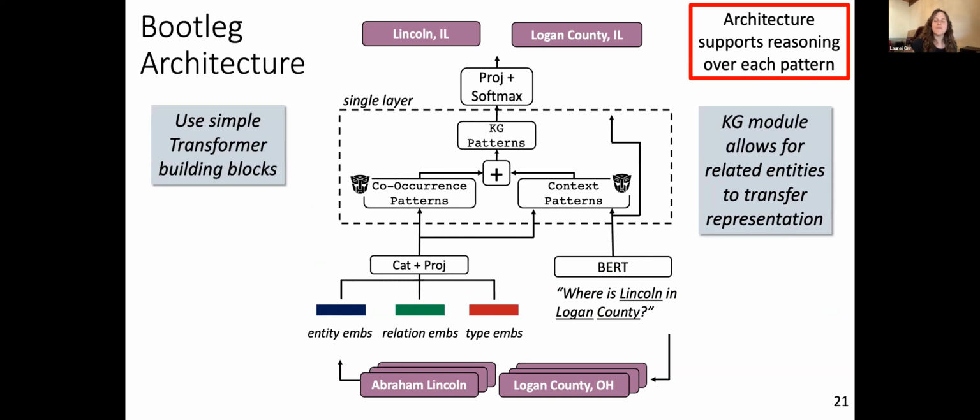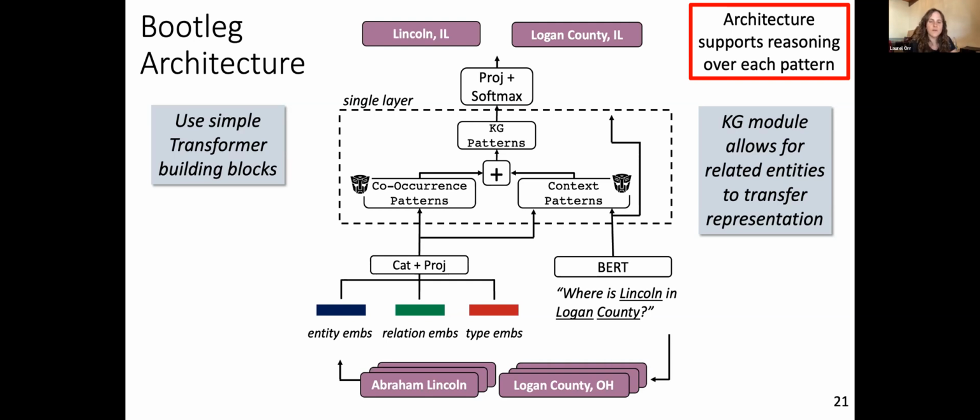Okay, so now how are these actually used in a model for training? I'm going to go into a little bit of detail here, especially focusing on these KG patterns, because there's another trick that we do to allow the model to take advantage of knowledge graph relationships. We do keep our model somewhat standard in that we use transformer building blocks with a special KG module on top.